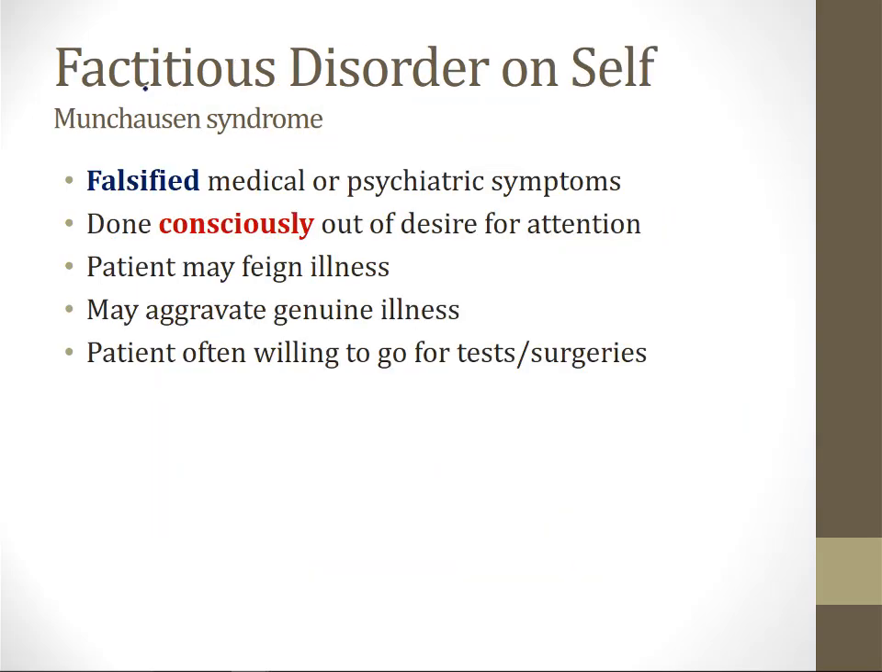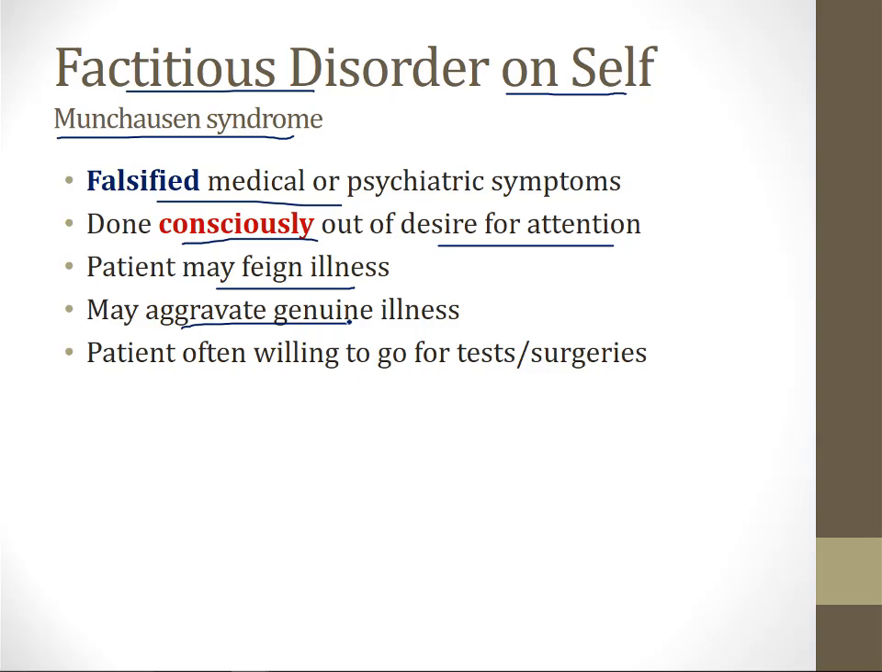We'll finish by talking about factitious disorder, and I'll start by talking about what's known as a factitious disorder on self. This is also sometimes called Munchausen syndrome, based on a literary character named Munchausen who used to make things up. Factitious disorders are falsified medical or psychiatric symptoms, and a patient does this consciously out of a desire for attention. So for example, a patient may feign illness, or they may genuinely have an illness and they aggravate it on purpose in order to get attention.